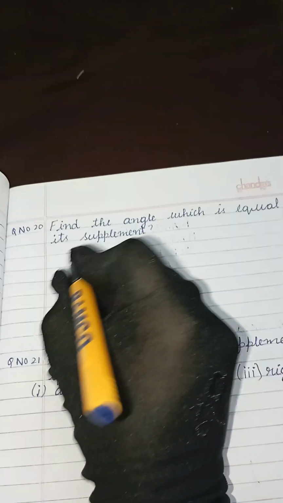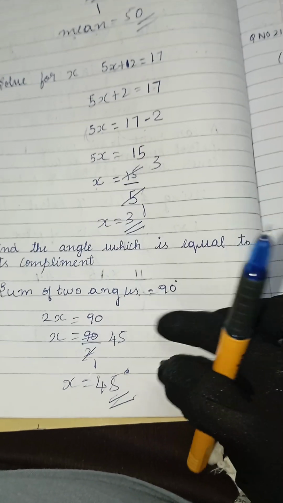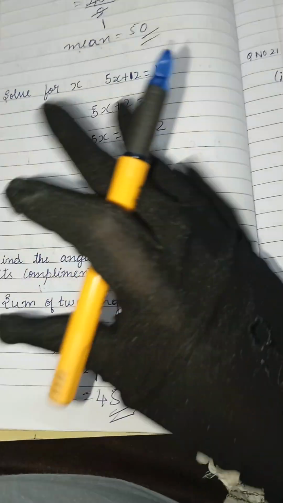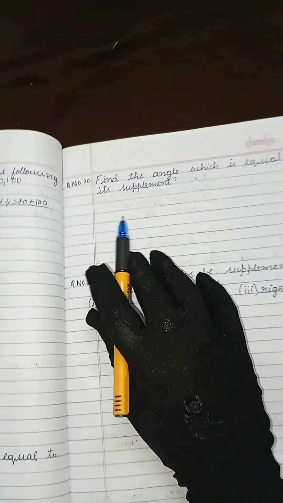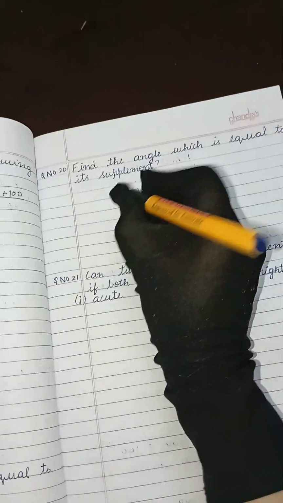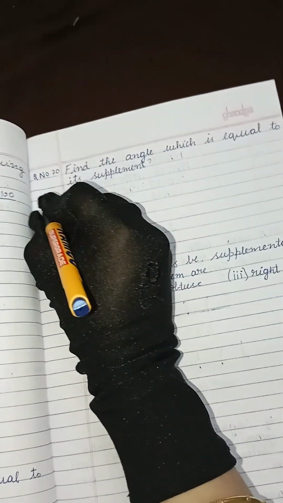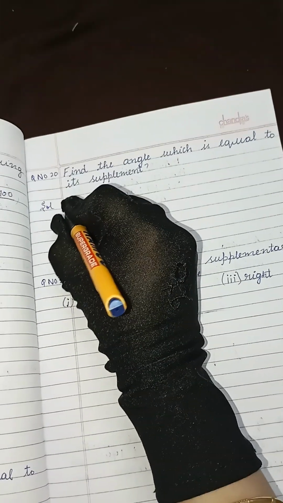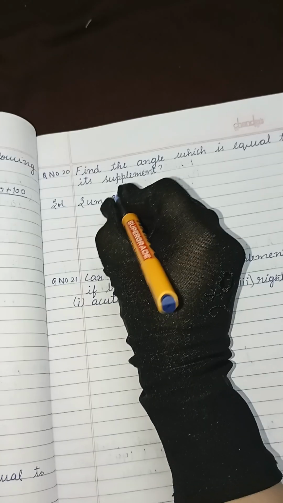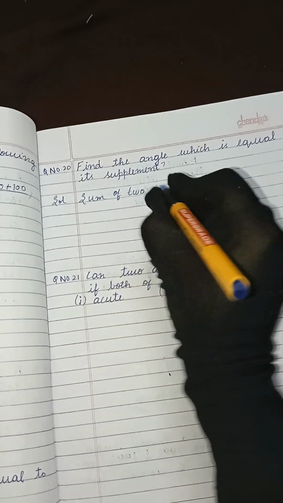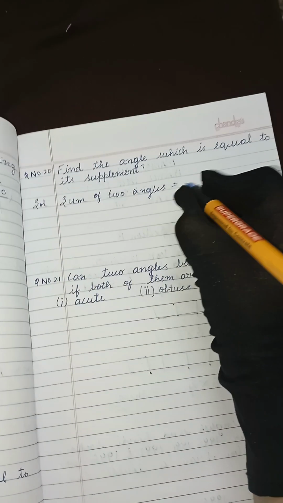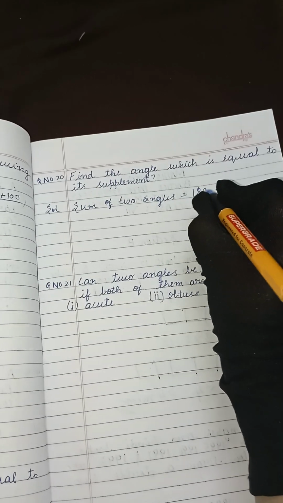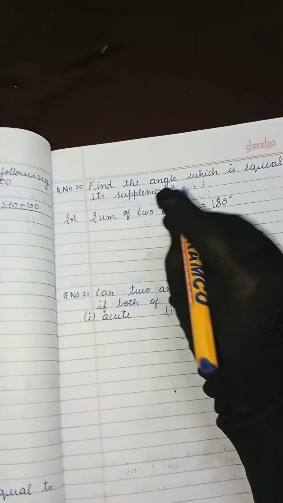So we'll write the same here. This is the same as the previous sum, except instead of 90 degrees, you'll get 180 degrees, because there it was complement, that is 90 degrees, and here it is supplement, so we'll get 180 degrees. Let us write the statement here. The solution here: the sum of two angles is equal to how many degrees? 180 degrees, because supplementary angles are 180 degrees.